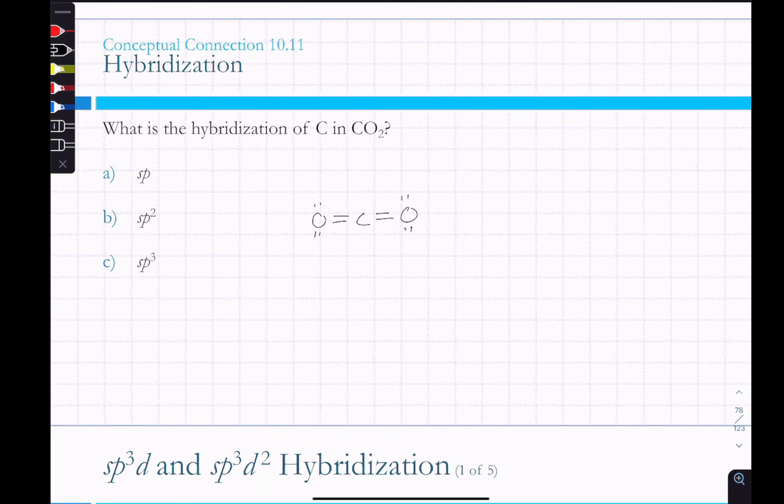So we always grab an S, and then we make up everything else with the P's until we run out of P's. Then you go to D's. When we run out of p orbitals, then we start using d orbitals, and we can hybridize further to get those more complex geometries that we saw. So here we get S, P, again, because 2 electron groups.